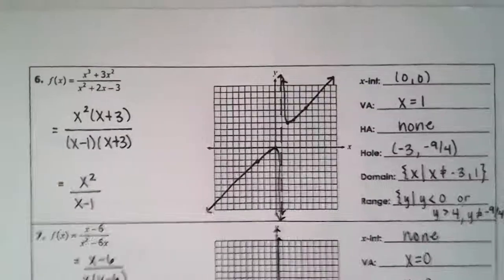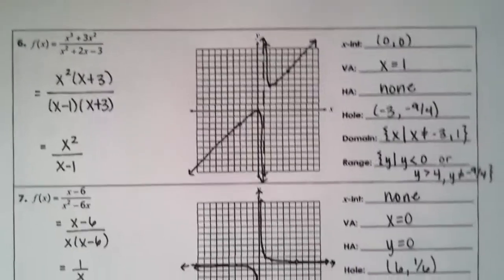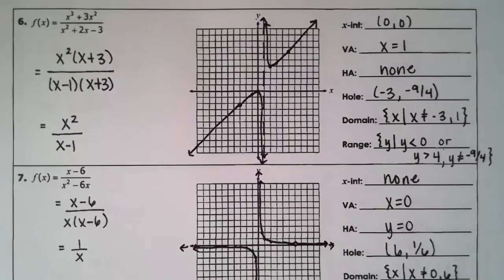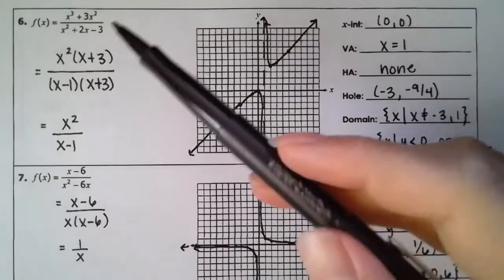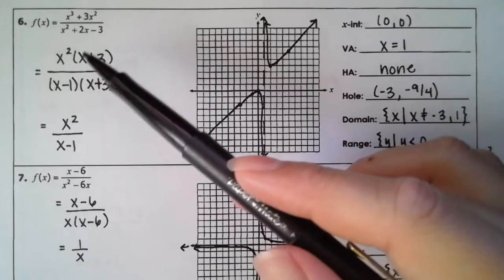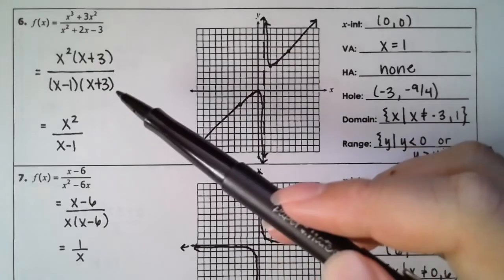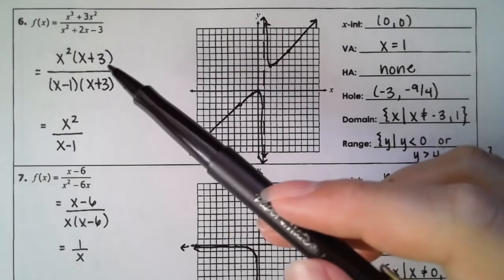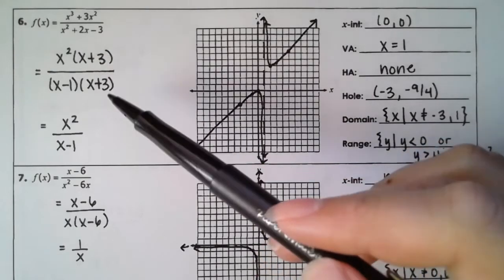We're getting there, guys. Number 6 here, factor out an x squared. I get this here in the numerator. The denominator factors out to this here. Okay, now I do have common factors, this one and this one, so these would simplify.